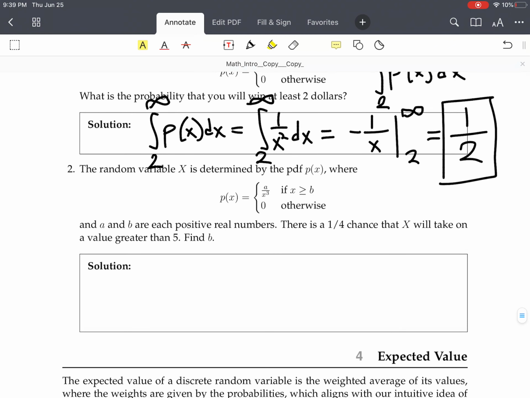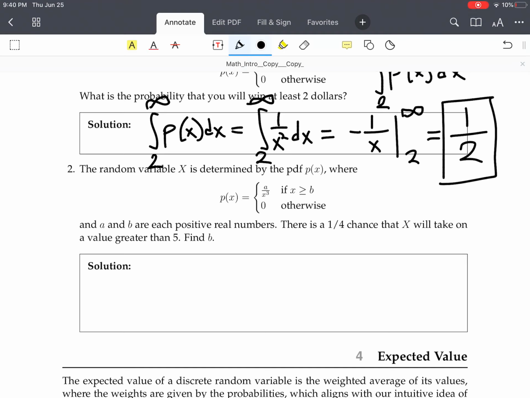So now we have a random variable x, which is determined by the PDF p of x, where p of x is a over x cubed for x greater than b. So now we have two unknowns here. A and b are not given, but we know that they're positive real numbers. And there's a 1/4 chance that x will take on a value greater than 5. Okay, so let's think about how to do this. A value greater than 5 is kind of what we did last time, right?